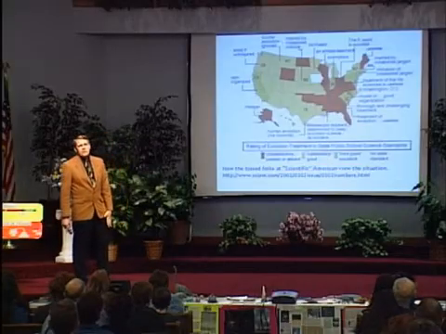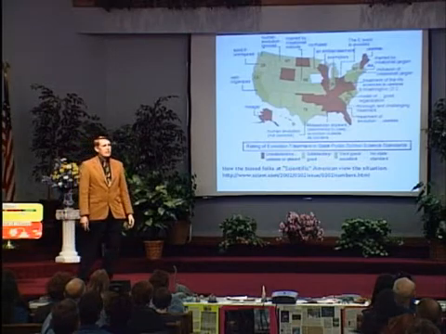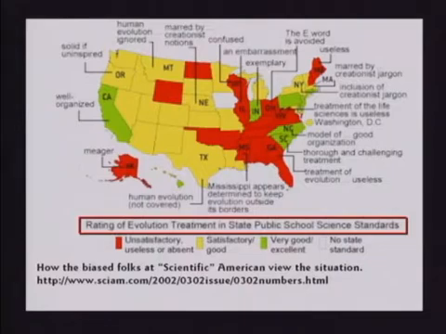Now, this chart shows how the atheists rate the United States based on how well they teach evolution. If your state is red, they think you're doing a lousy job of teaching evolution. Yay, go Wisconsin. All right. The green states are doing a very good or excellent job of teaching evolution. They ought to be ashamed of themselves.